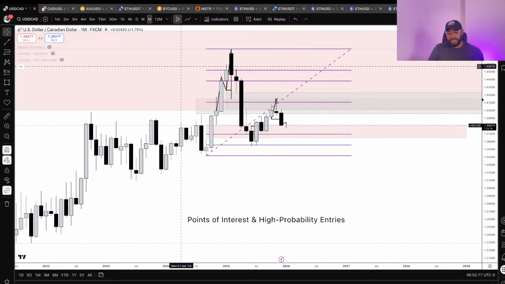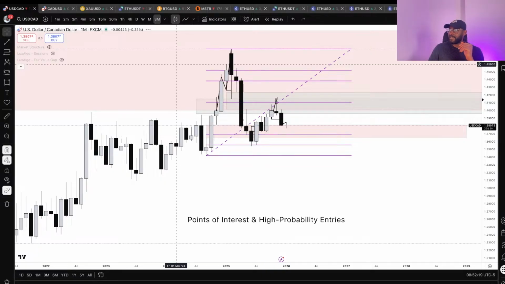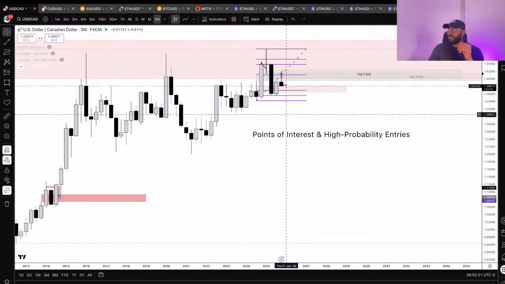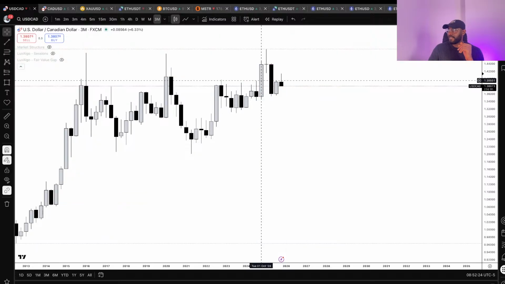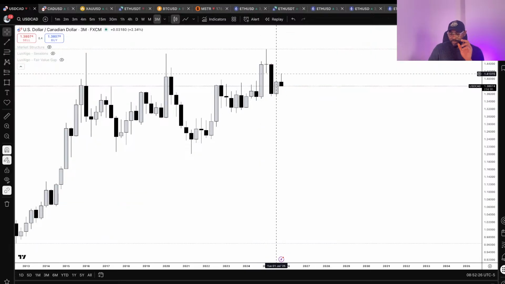And if you take this to the 3-month time frame as well, you can also see that there's an imbalance inside there on the 3-month time frame. You can see that very clearly. We're rejecting off that imbalance. So these are things that will give you that confluence.